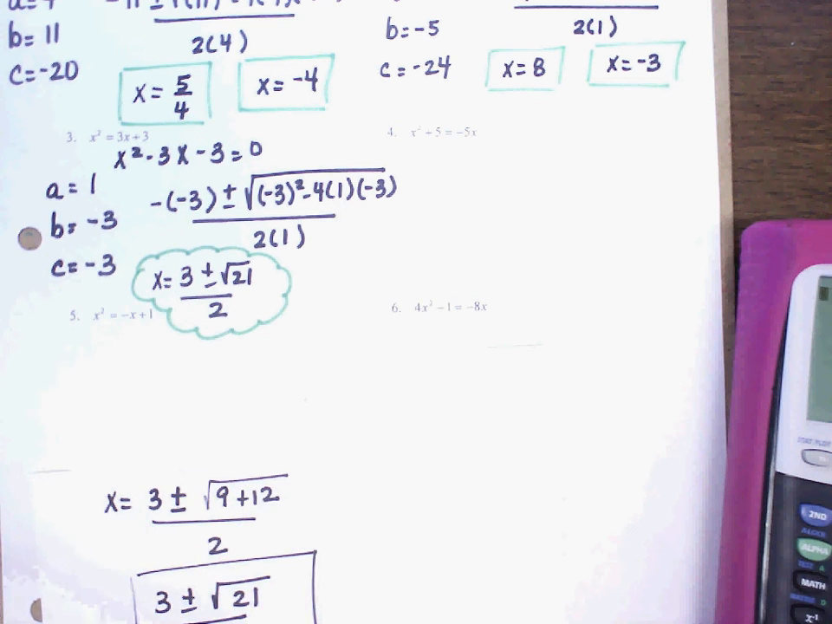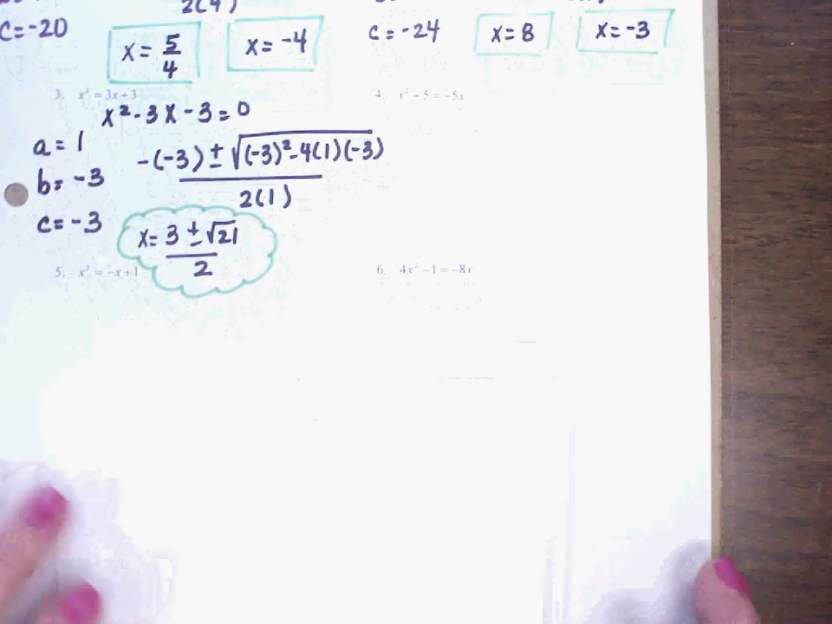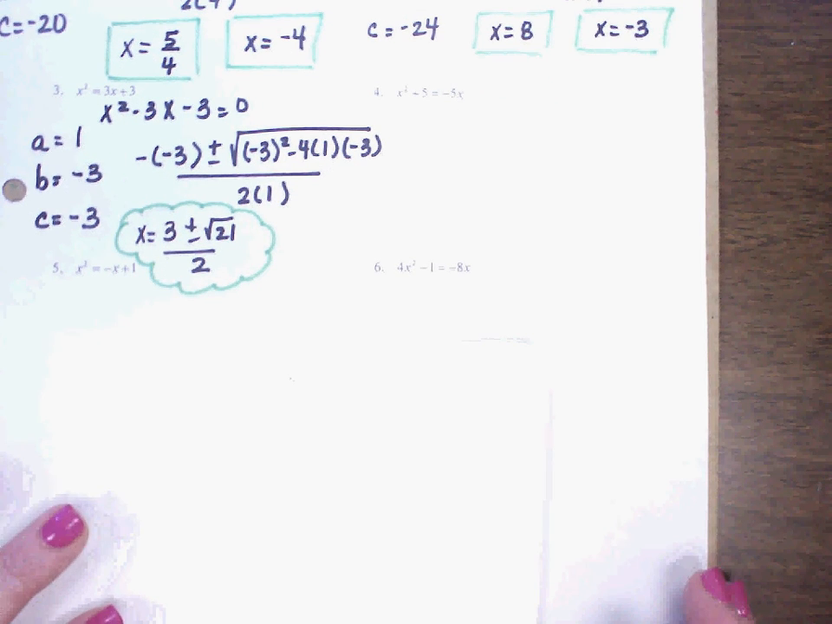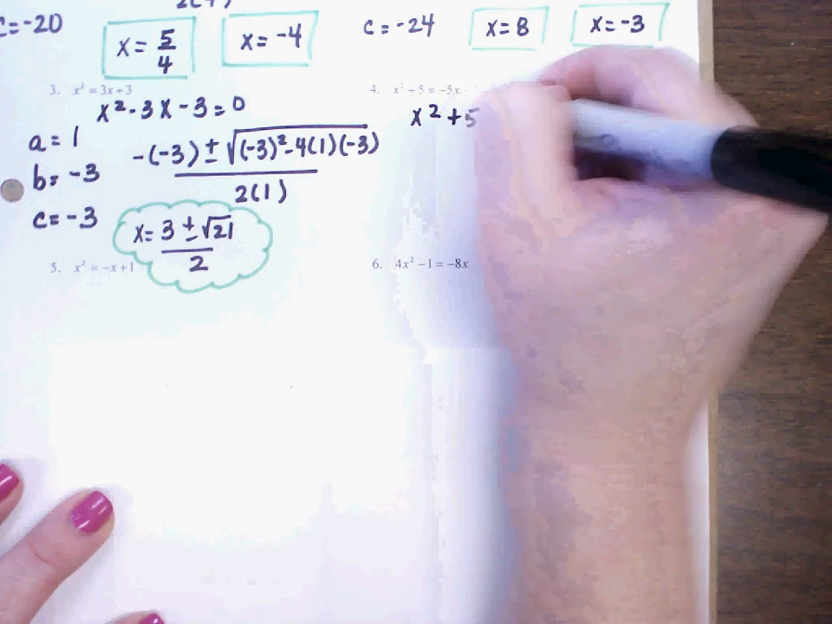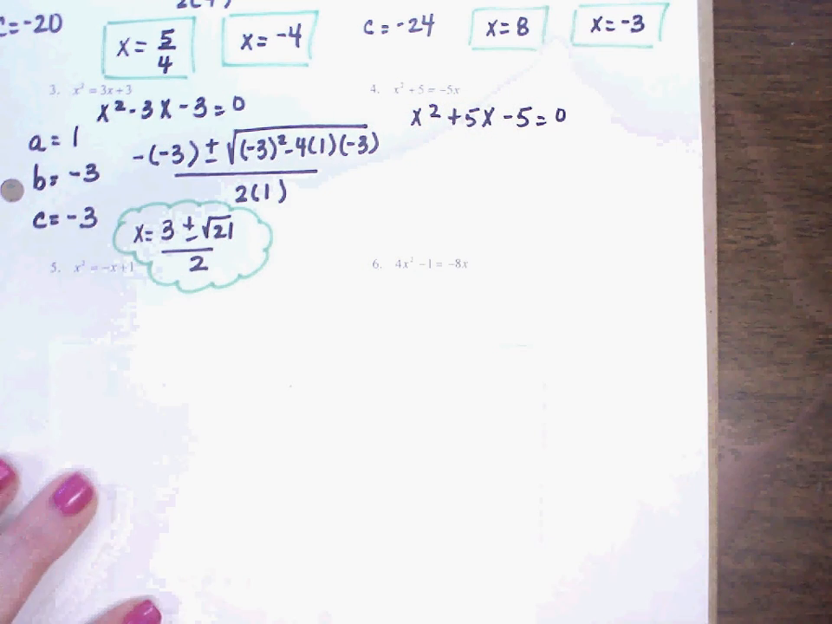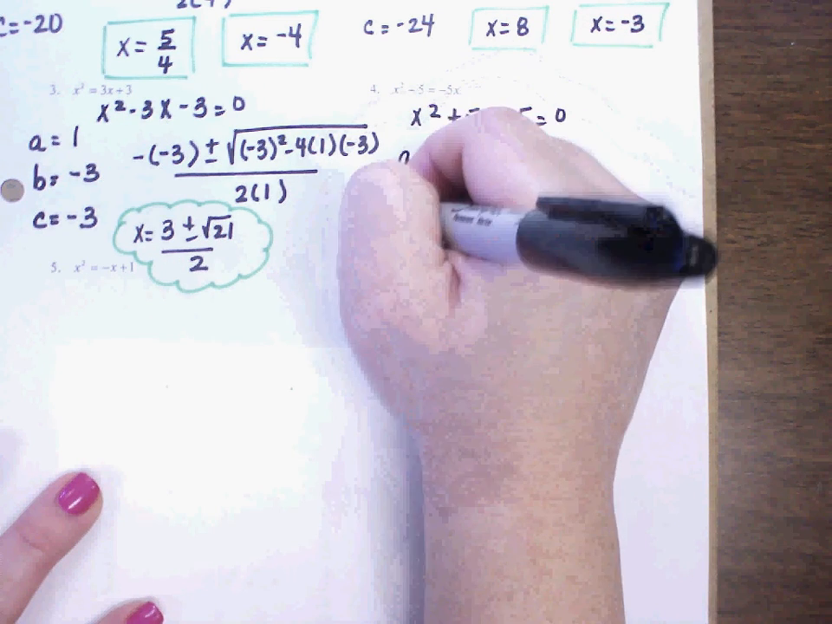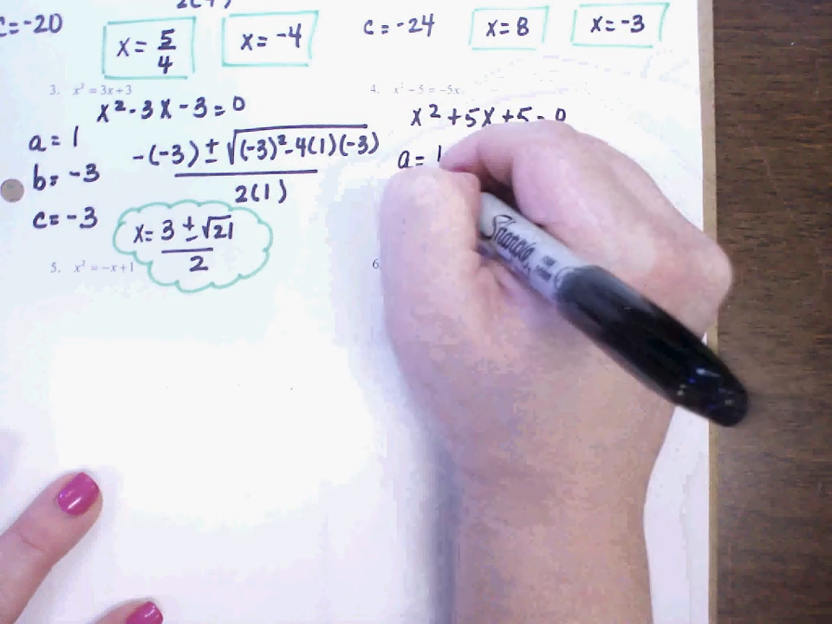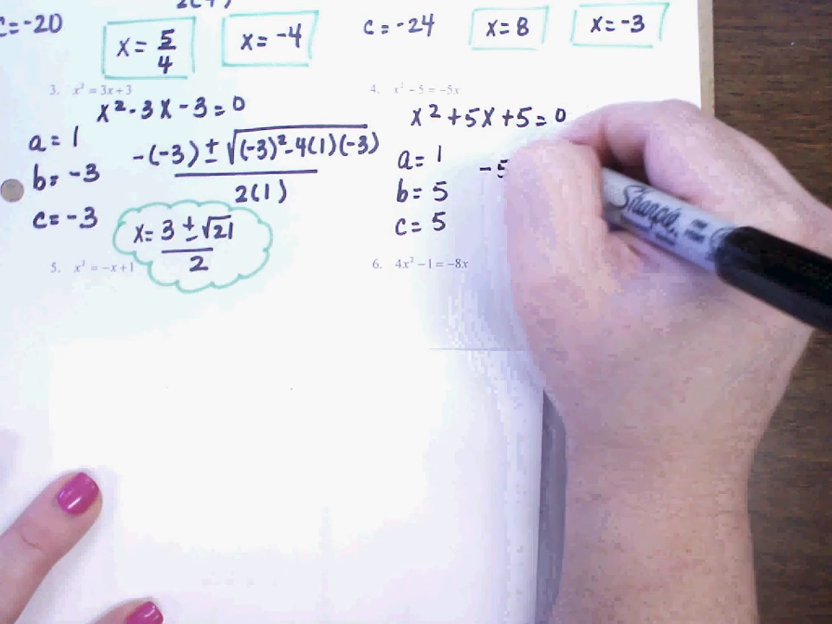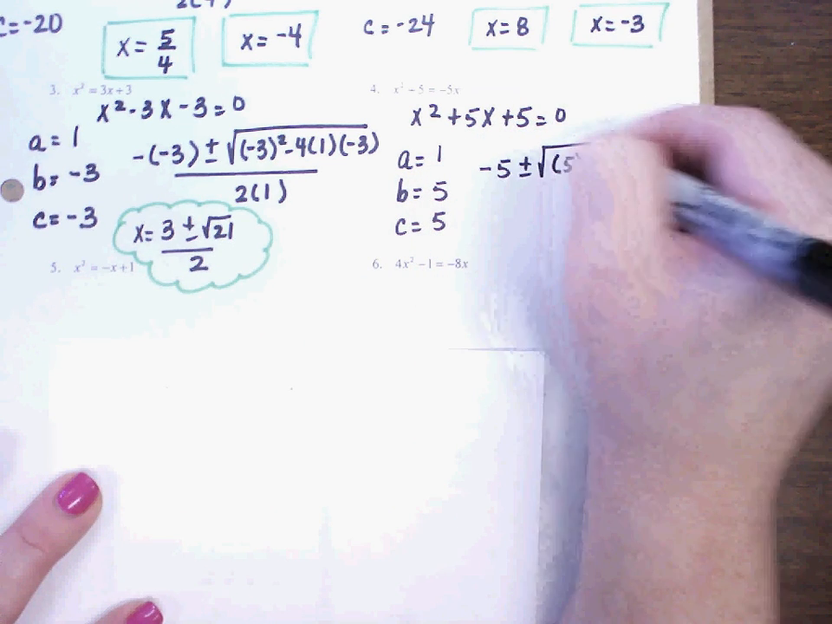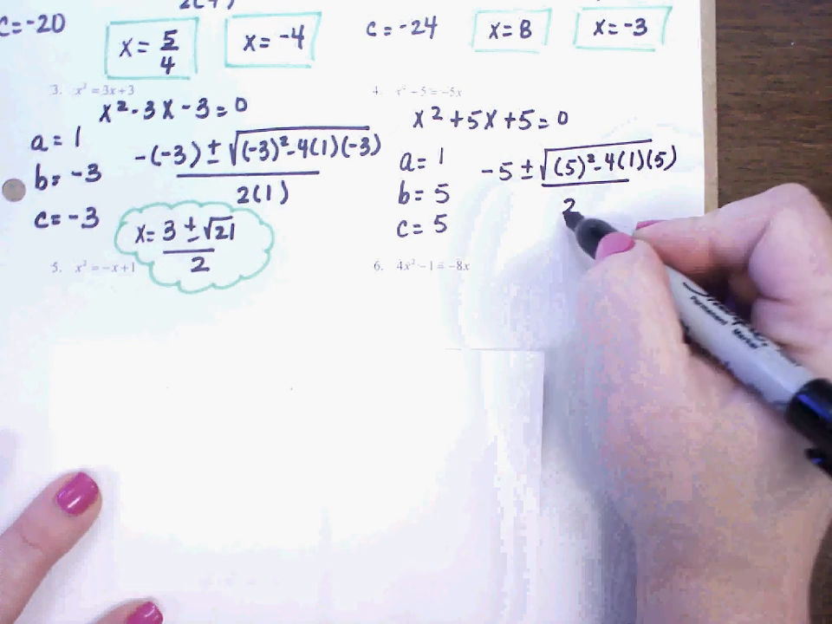Are we good? All right, let's go to number 4. First step. What? Thank you. X squared plus 5x plus 5. I'm sorry, plus 5. Thank you. All right, so what's my A, my B, and my C? 1, 5, and 5. All right, so this would be negative 5 plus or minus the square root of 5 squared minus 4 times 1 times 5, divided by 2 times 1.